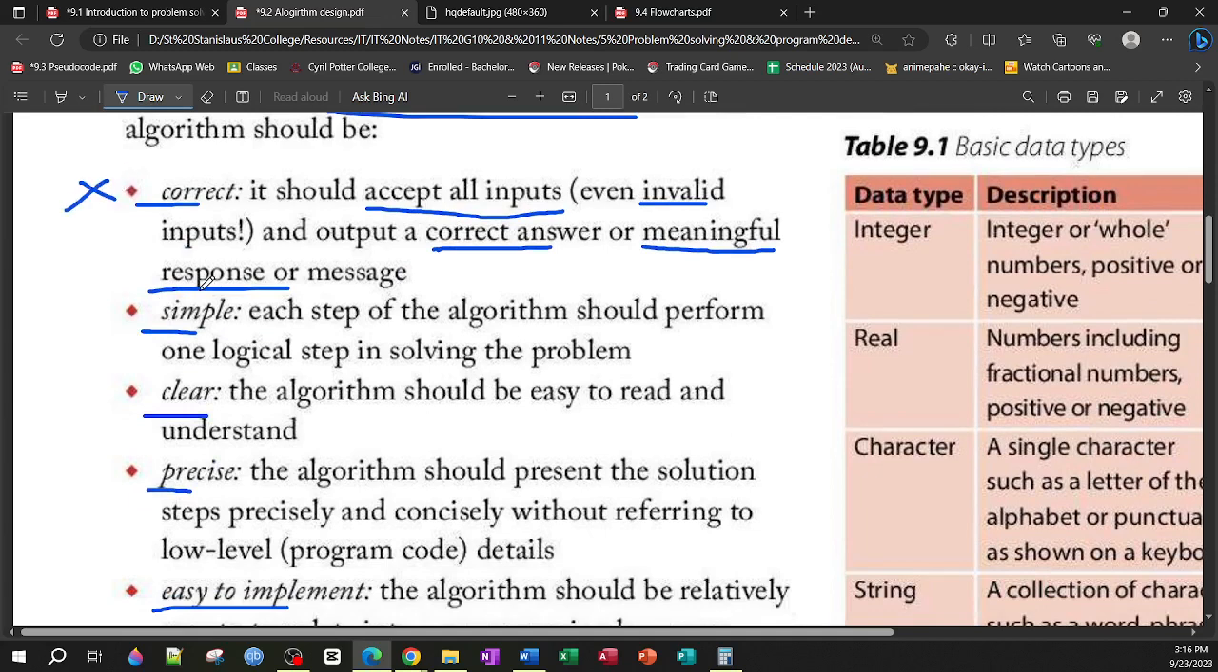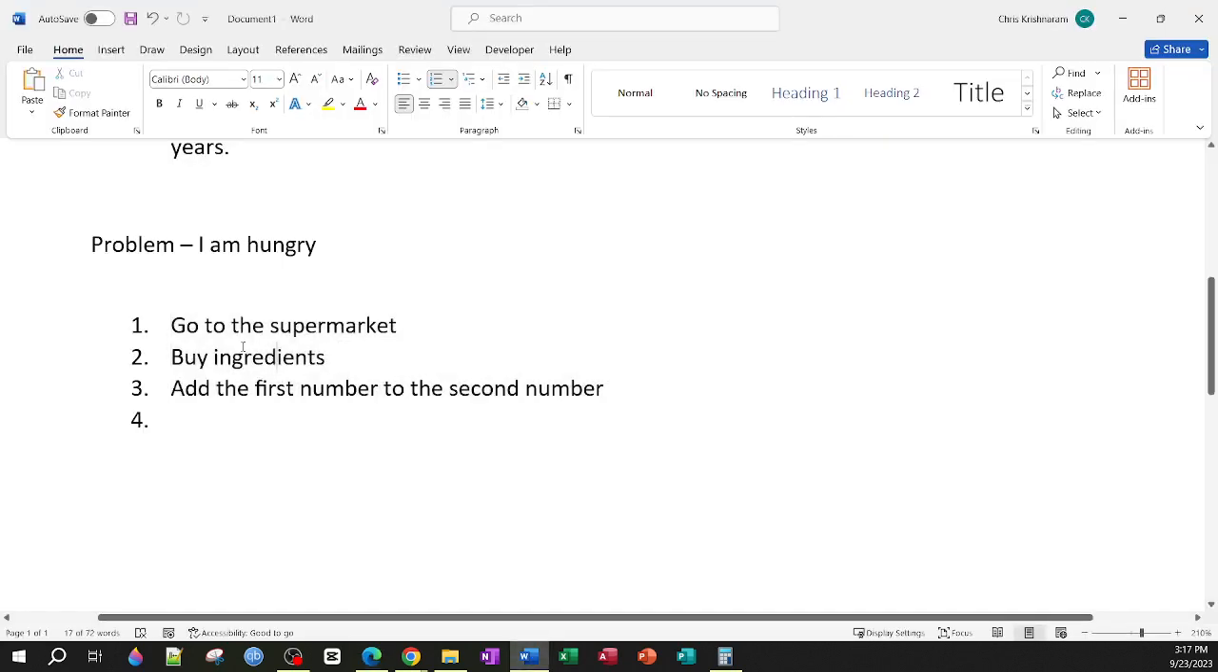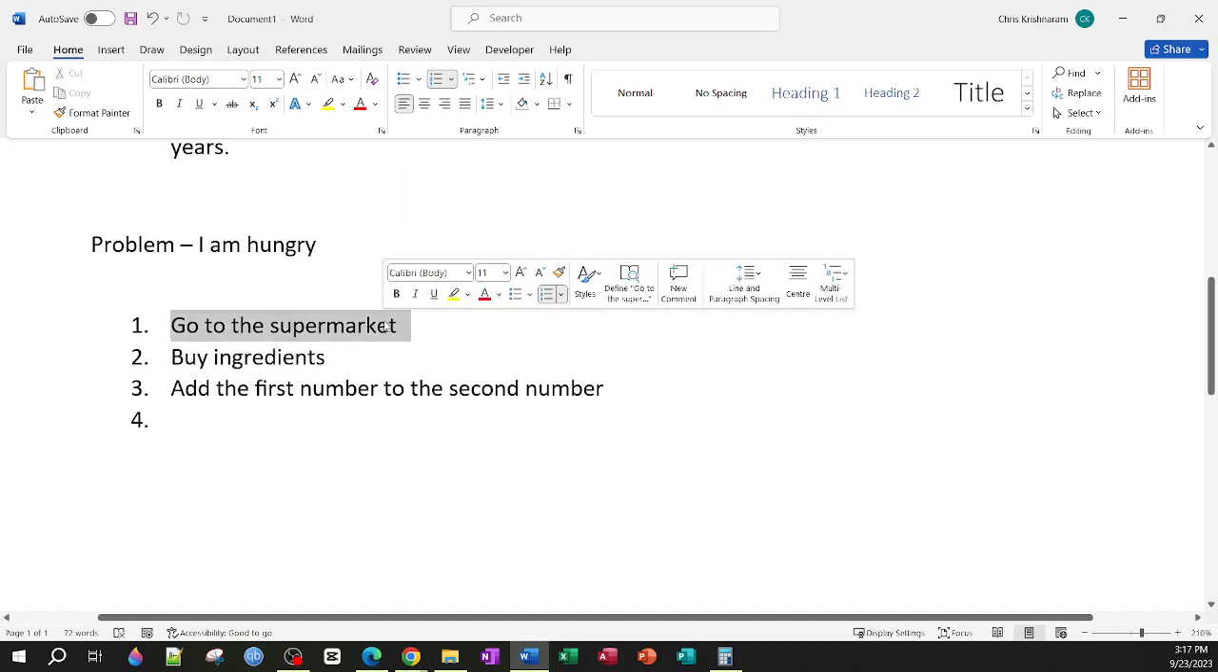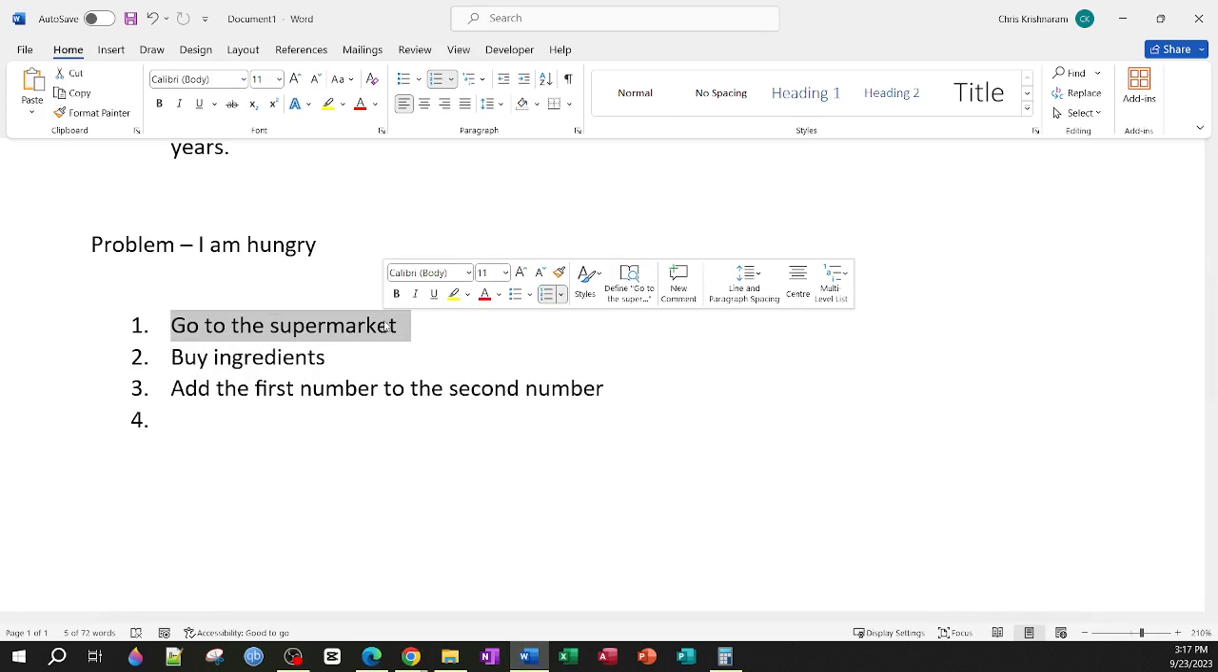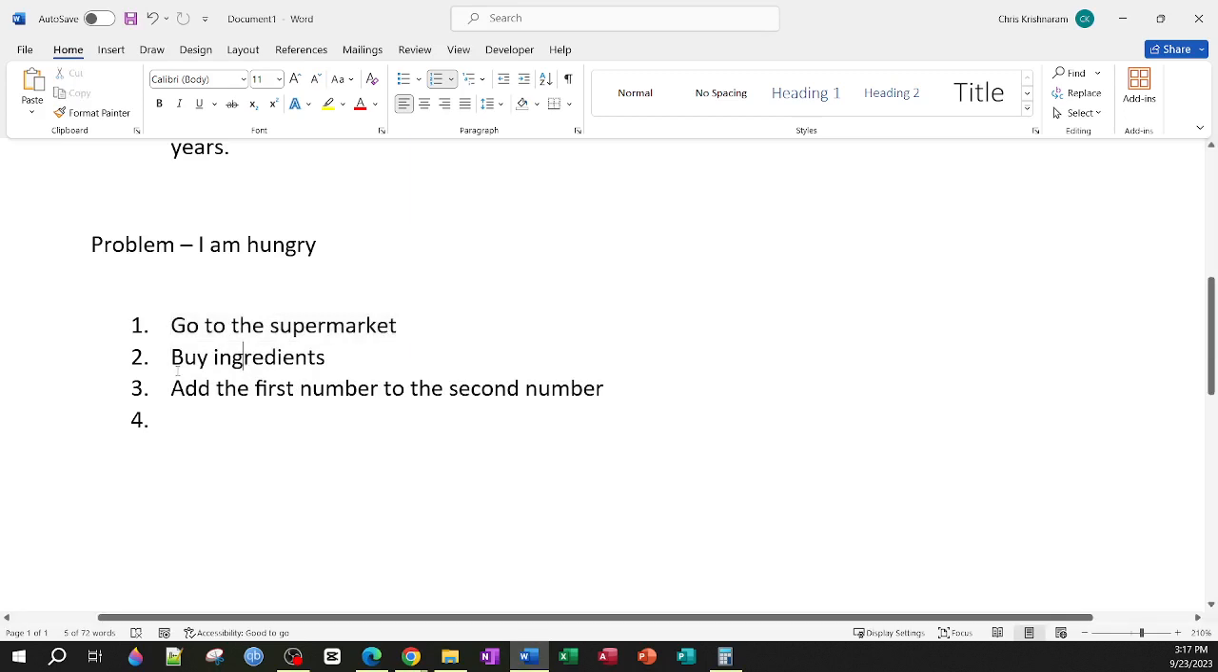Now, we're finished with correct. What about being simple? How is an algorithm simple? How can we keep it simple? Well, each step of the algorithm should perform one logical step in solving the problem. I would have told you guys about this when we were designing the algorithm. Each step should be a logical step. One small step, not a whole overview step.